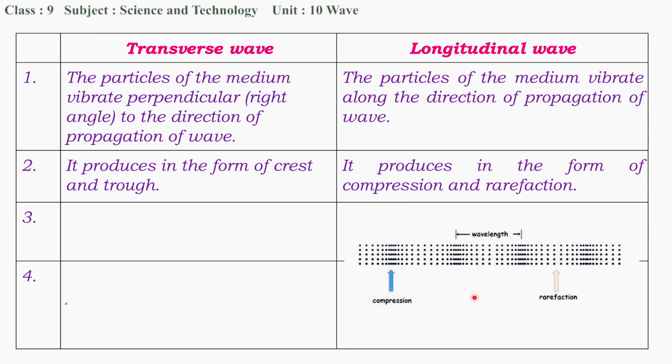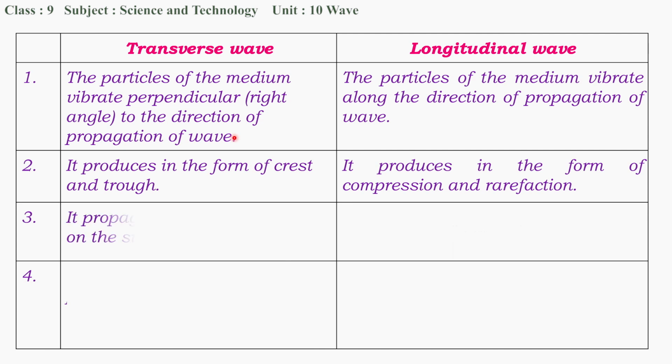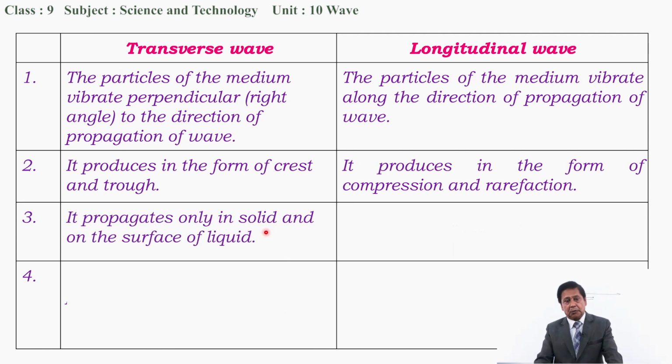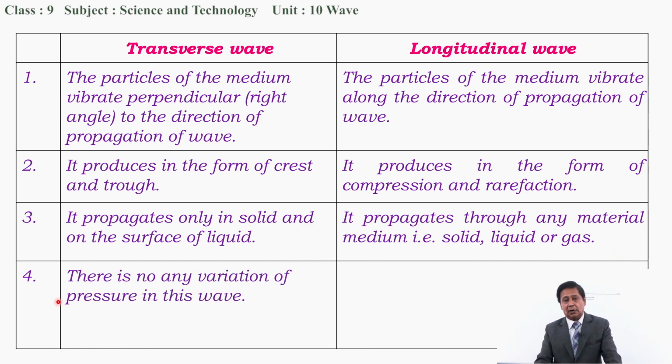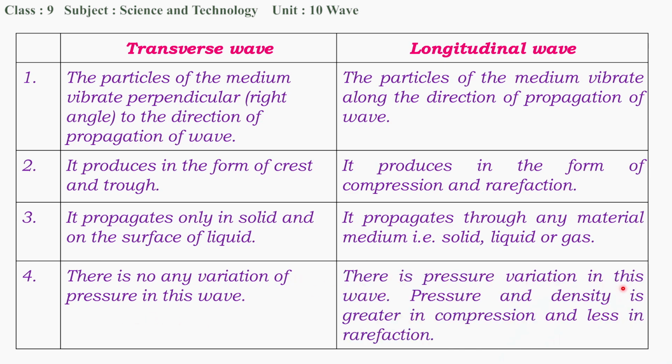And a longitudinal wave transmits in the form of compression and rarefaction, but a transverse wave in the form of crest and trough. Another difference: a transverse wave propagates only in solids and on the surface of liquids, but a longitudinal wave propagates through solid, liquid and gas. It propagates through all media, whether it is solid or liquid or gas. This is another difference. And another difference: in this wave there is no variation of pressure. In this case, there is variation of pressure.